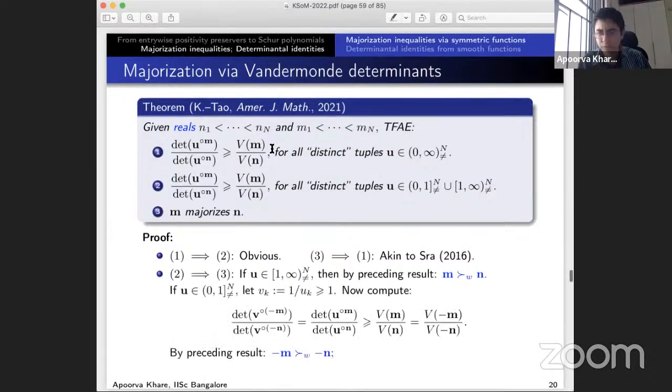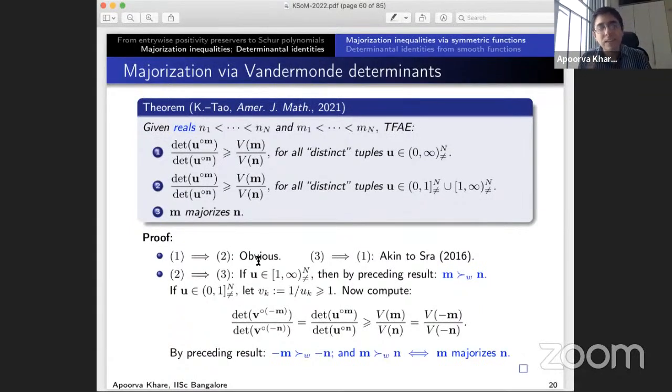Maybe I should skip the proof here because I think I may be running short of time. But yes, basically what happens is if this clearly implies this, and if 2 holds for the entries bigger than 1, then M weakly majorizes N. And then for the entries less than 1, I take 1 over the coordinates u_k, and that will help you see that minus M weakly majorizes minus N. So if you know that this holds on both the log positive and log negative orthants, then I get M majorizes N weakly and minus M weakly majorizes minus N. And those two conditions in blue together are if and only if M majorizes N. That's the end of the proof. So that's how you get 2 implies 3.